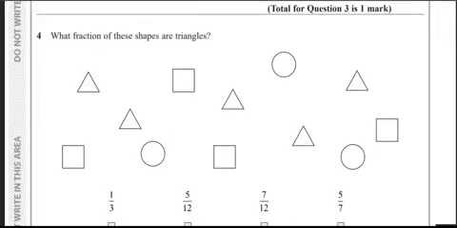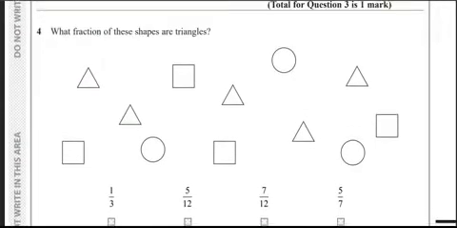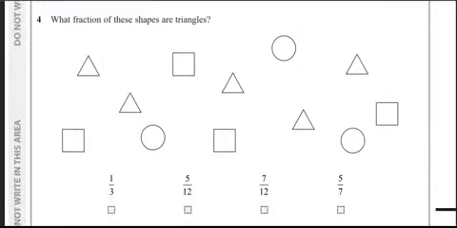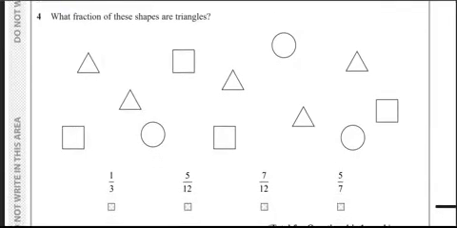So moving on to question 4, you're asked, what fraction of this shape are triangles? You're first asked to count how many triangles there are. Triangles are 1, 2, 3, 4, 5. You have to know the names. These ones are triangles because they have 3 sides. These ones are squares because they have 4 sides and they are almost equal. They are equal if you look. Then the other ones are circles.